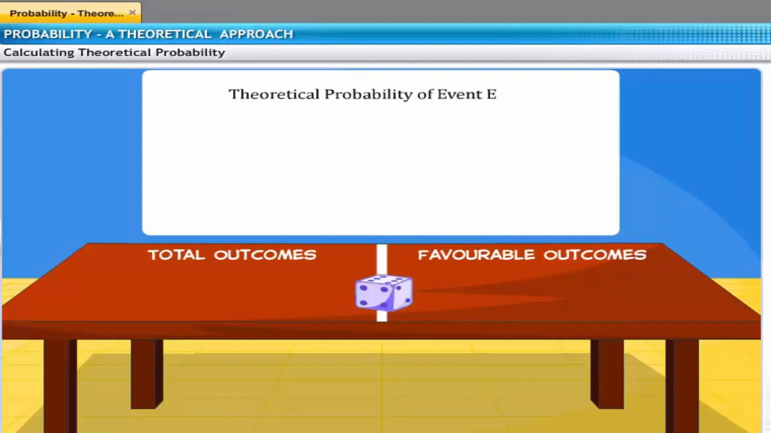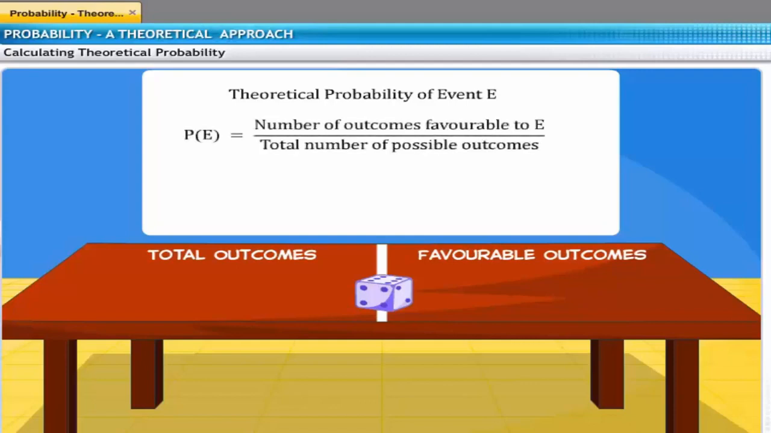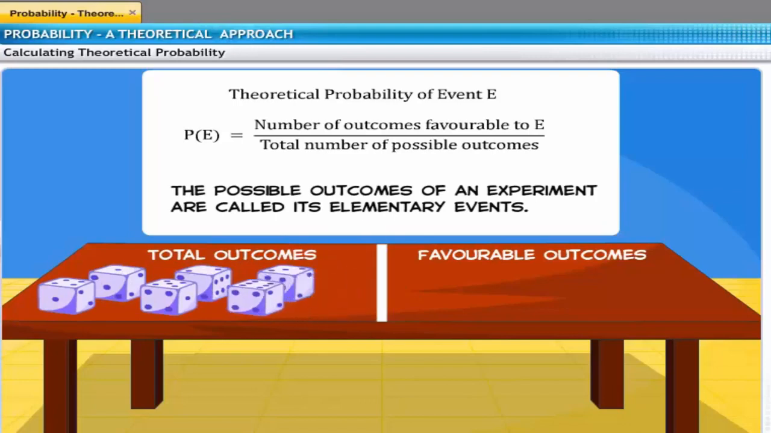The theoretical probability of an event E, denoted by P of E, is given by the number of outcomes favorable to E divided by the total number of possible outcomes. Now, observe the total number of possible outcomes when you roll a die. Each of these outcomes is called an elementary event.